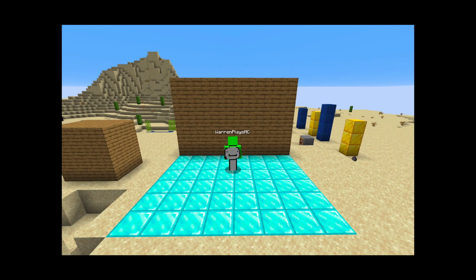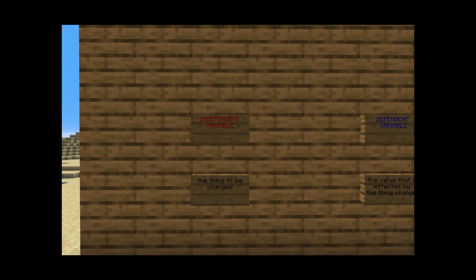Today we'll be using Minecraft as a tool to help us into the idea of scientific investigation. So let's get right into it. Before we start our experiment, we must know what an independent variable and a dependent variable is.